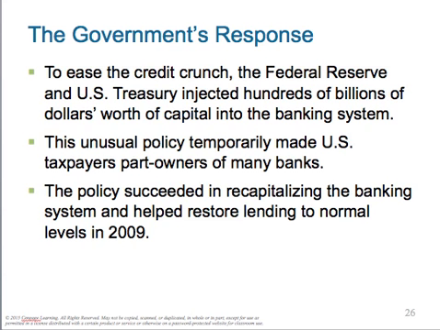Now, the government's response. To ease the credit crunch, the Federal Reserve and the U.S. Treasury injected hundreds of billions of dollars worth of capital into the banking system as a form of bailout. This unusual policy temporarily made U.S. taxpayers part owners in many banks. Interesting, right? The policy succeeded in recapitalizing the banking system and helped restore lending to normal levels.